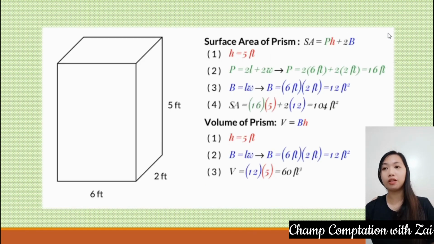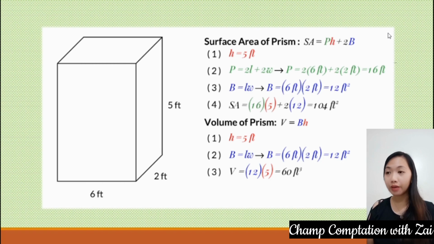Okay, so let's start with the surface area of a prism. So we have the given. In the figure, we have 6 feet, 2 feet, and 5 feet. So what are the names of these givens? When we talk about the 5 feet, this is the height. The 6 feet is the length. And the 2 feet is the width.